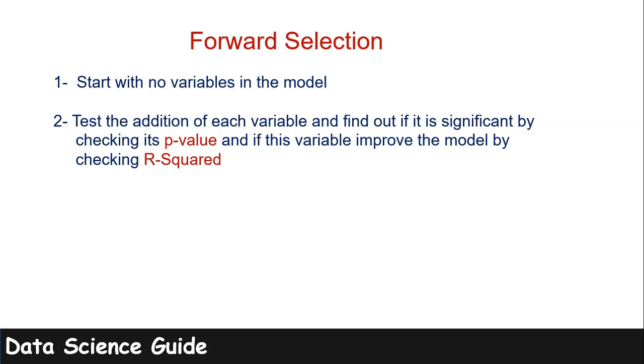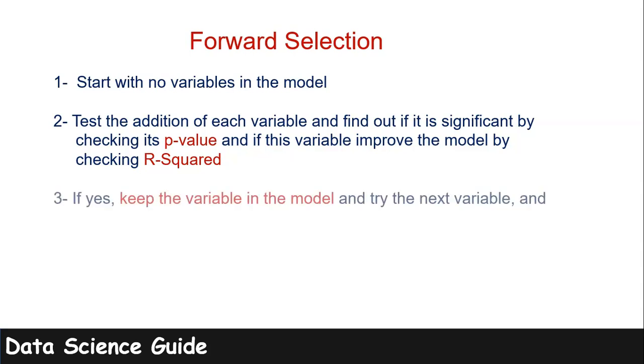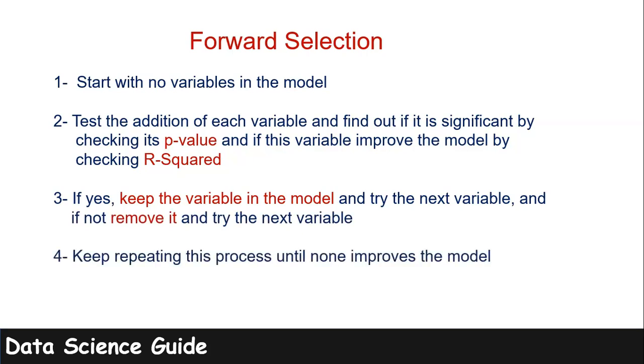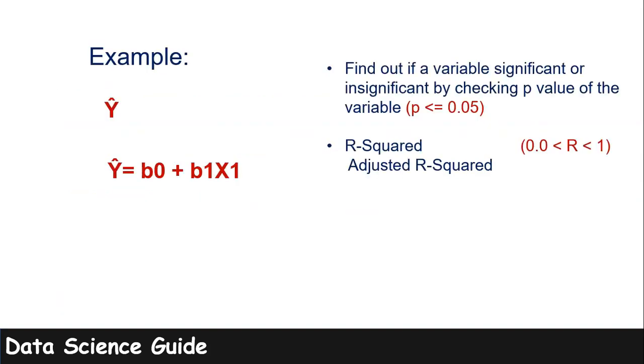Then, if this variable is significant, we will keep it and add another one. If it's not significant, we'll remove it and add the next one. So it is stepwise, it's one by one. We'll keep adding and removing until finally we end up with only the significant variables in our model. We'll use that model for prediction. So let's take an example to understand what I mean.